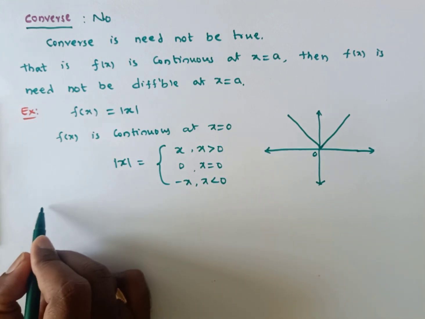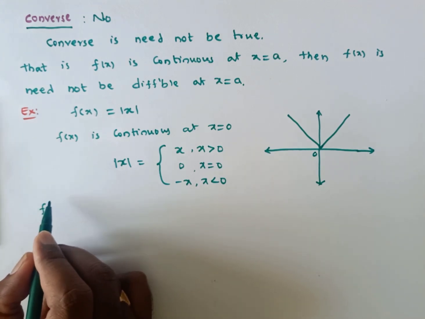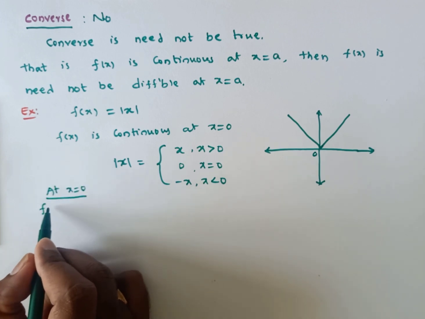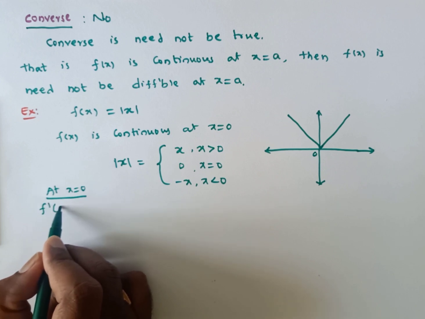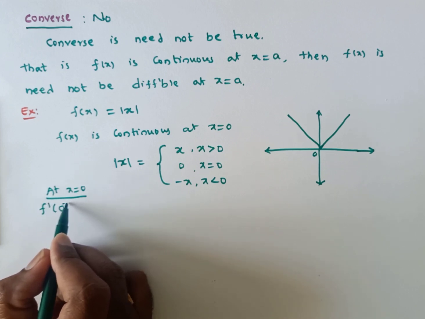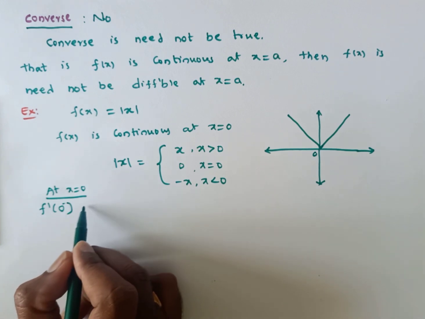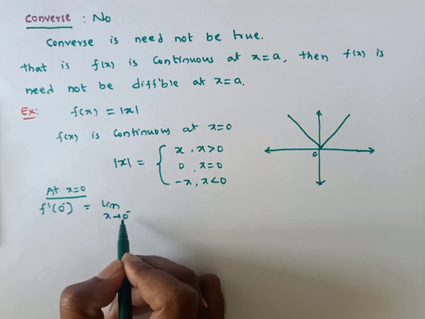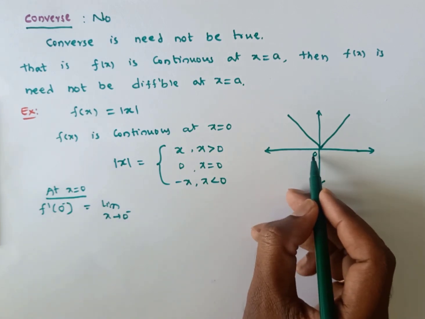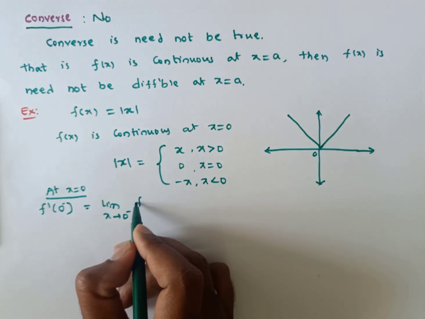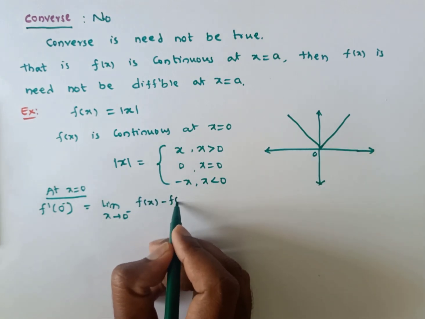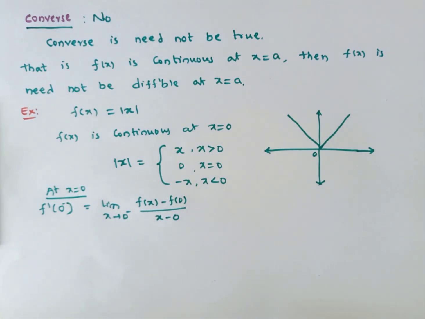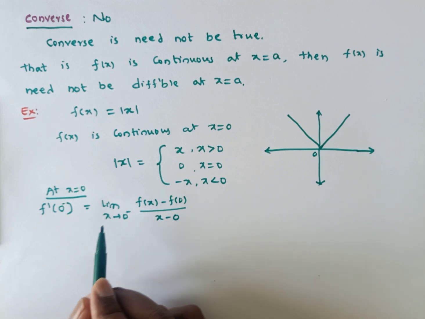So let us evaluate at x equals 0. Here I am finding the derivative of this function at x equals 0, so f prime of 0. By using the concept of limit, I am evaluating f dash of 0 minus, which equals limit as x tends to 0 minus, meaning x approaches 0 from the left hand side, of f of x minus f of 0 by x minus 0. This is the alternative definition of the derivative.